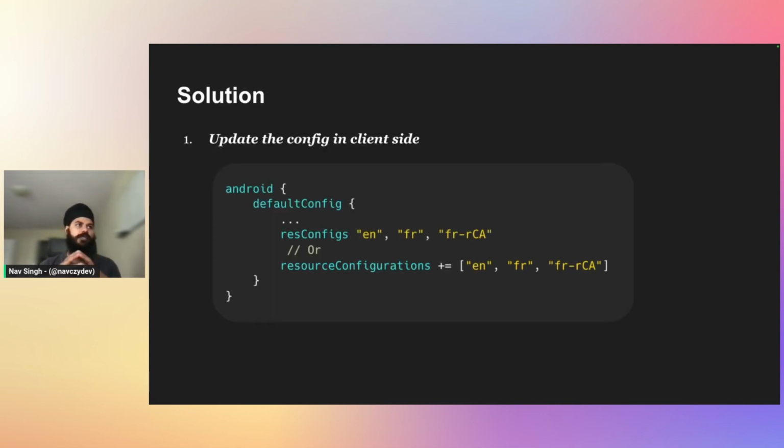So I hope that helps you to understand where the problem is. As I already showed you, the library side has resources like the French resources under the RCA region, which is for Canada, right? But on our client side, we have a configuration in our Gradle file that we only want English and French, and we didn't add any region-specific cap on the French configuration or French resources.